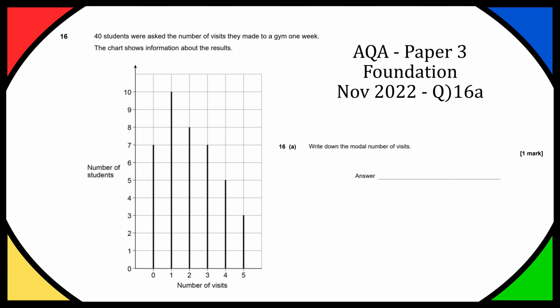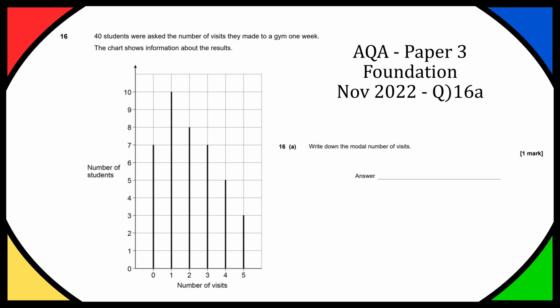Hey everyone, so today we have question 16a here. It's from the past paper link down below, and we're going to be discussing the modal number of visits. Modal also refers to the mode when you're looking at a data set. So question 16 says 40 students were asked the number of visits they made to a gym one week. The chart shows information about the results.